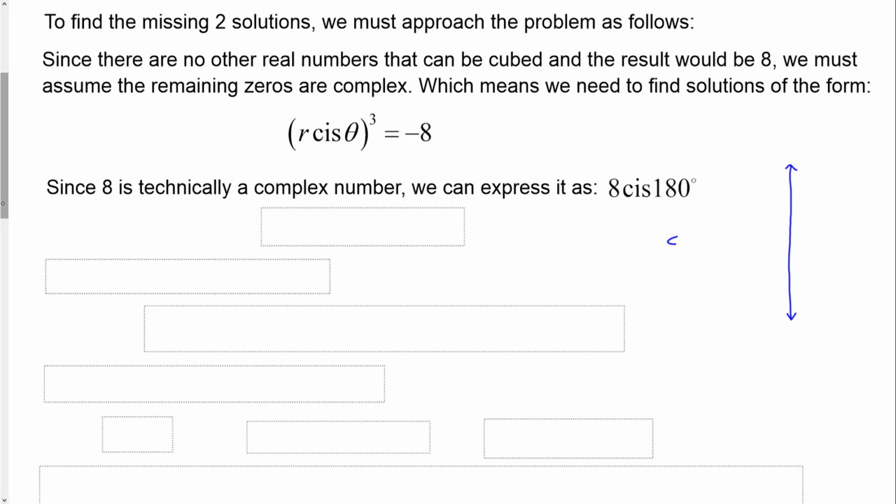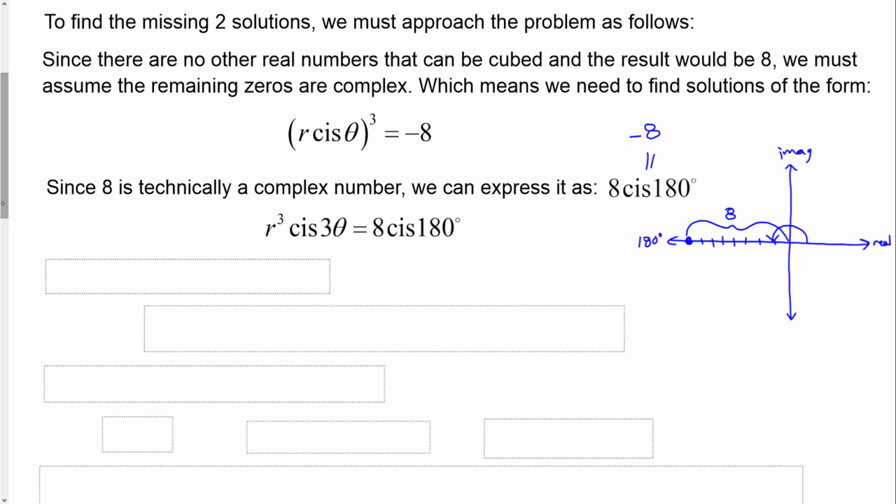The reason why is, if this is my real and this is my imaginary axis, and I go 8 in the negative x direction, then r is going to be the distance to the origin, which is 8. Theta is going to be this angle measure right here, which is 180 degrees. So this is in fact another way of representing negative 8. So 8 cis 180 degrees is perfectly valid.